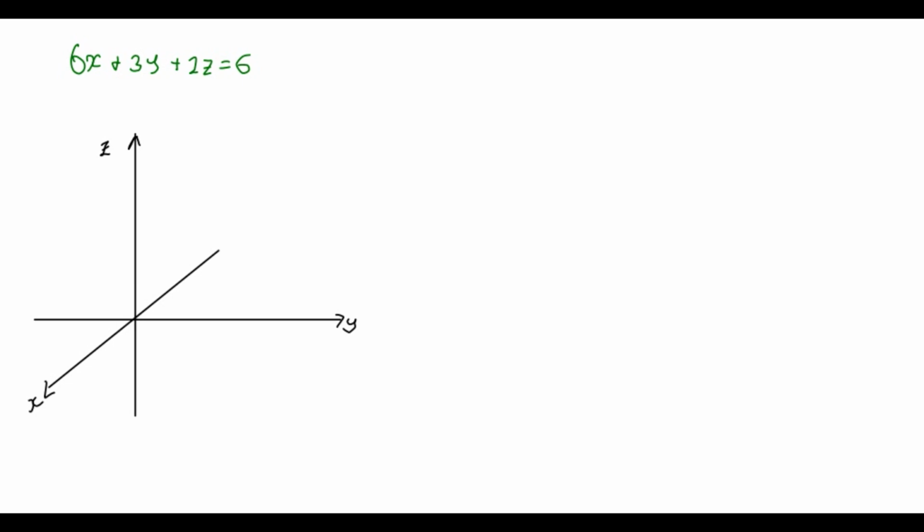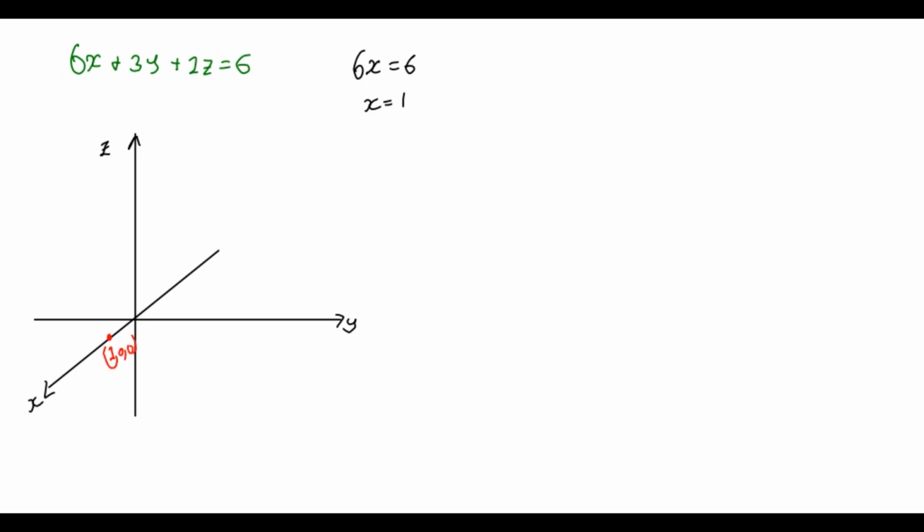Now let me look at the coordinates on each axis. To find the coordinate of the tetrahedron on the x-axis, I set y and z equal to 0, meaning I'm only looking at the x-axis. Then 6x equals 6, so x equals 1. So we have a point somewhere here, which is (1, 0, 0).